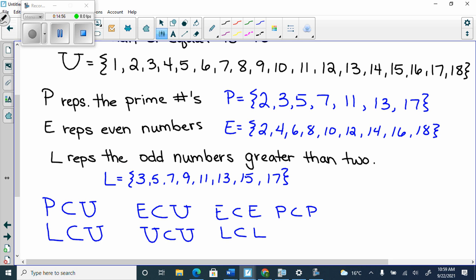Anyone know? Trick question, could we say that L is a subset of P? No, why? There's a 15 and a 9 in L, and that's not in P. Could I say P is a subset of L? P has a 2. So there aren't any subsets that way. The only extra one we could say is the empty set is a subset of P, E, L. So L and P actually aren't subsets of each other because each one of them has a little too much that the other one doesn't have, right? Okay.